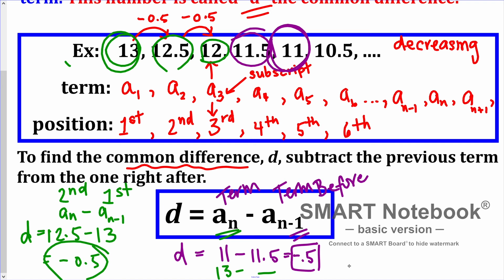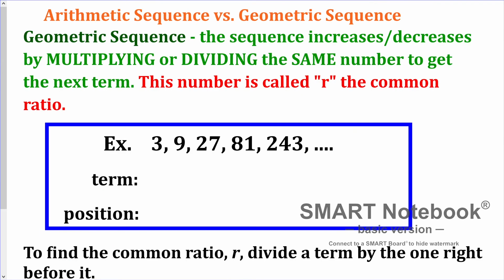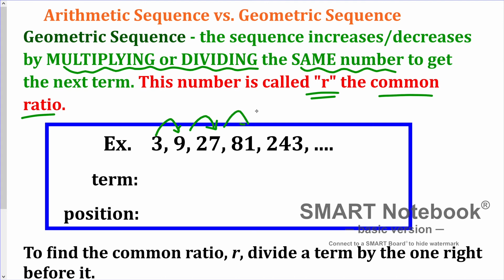Okay? So now let's talk about geometric. So geometric sequences, in contrast to arithmetic, are now increasing and decreasing by multiplying or dividing, okay, by the same number. And we call this number the common ratio R, okay? So now not common difference, but common ratio. All right, so let's look at this example. So we got 3 to 9 to 27 to 81. That looks like I am multiplying by 3.